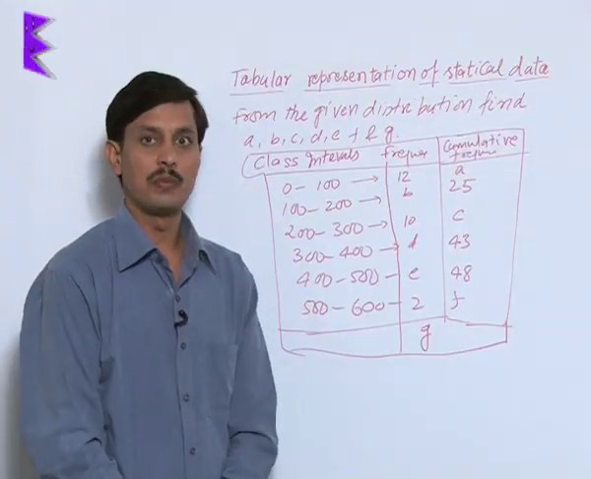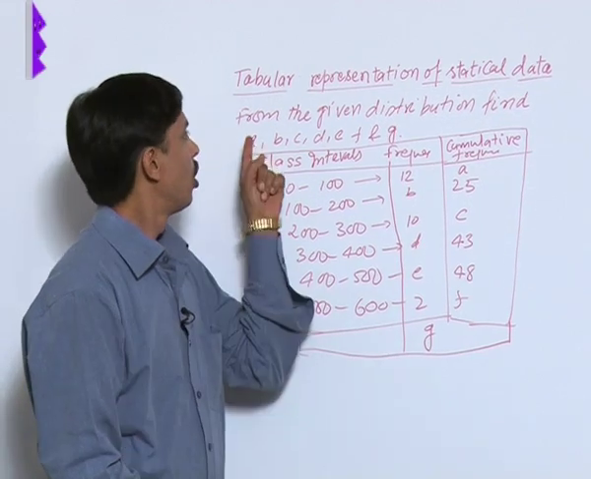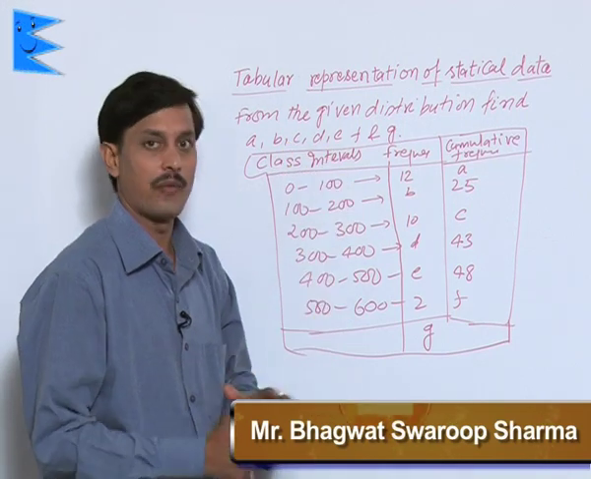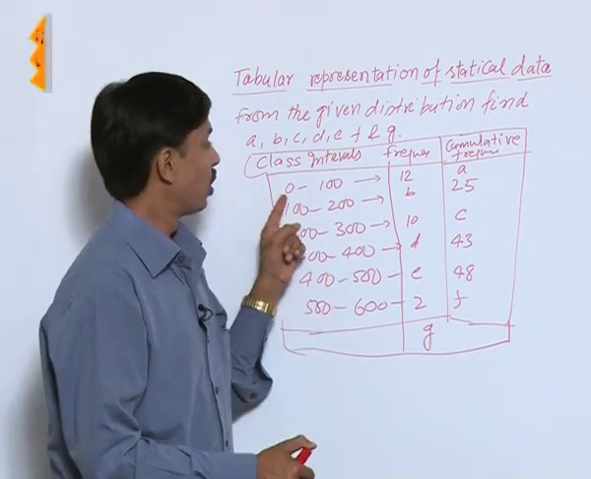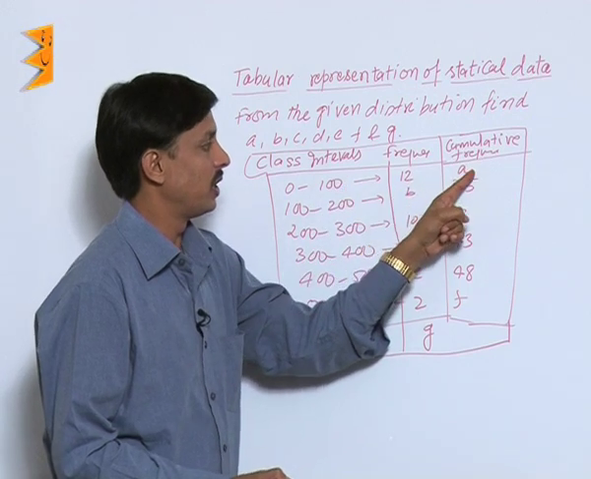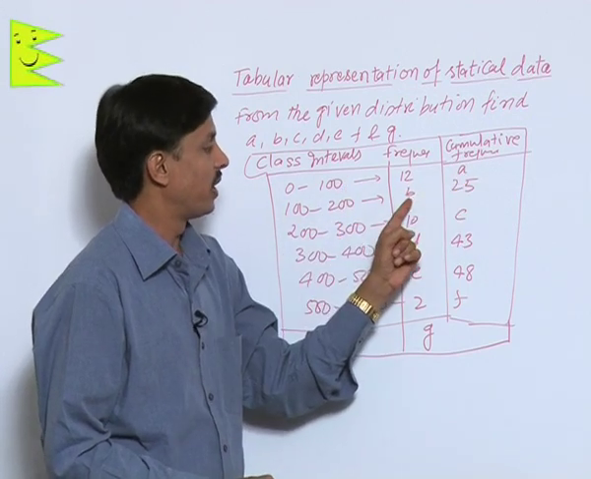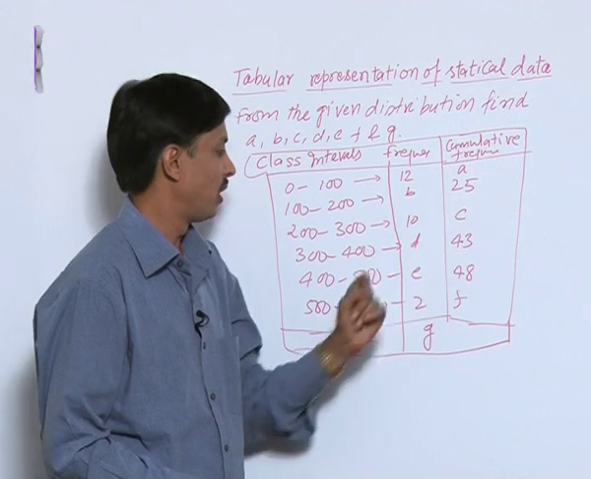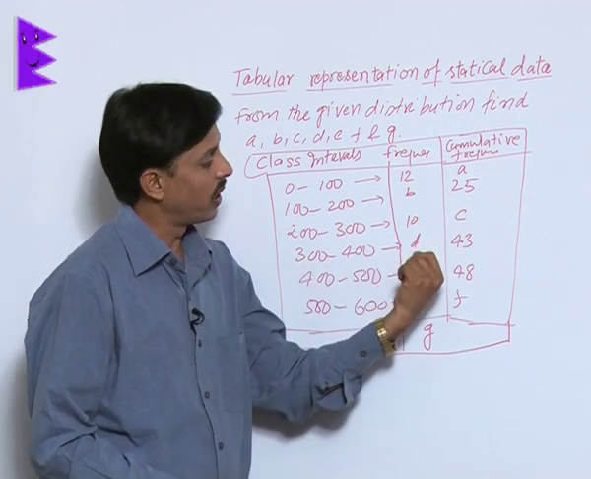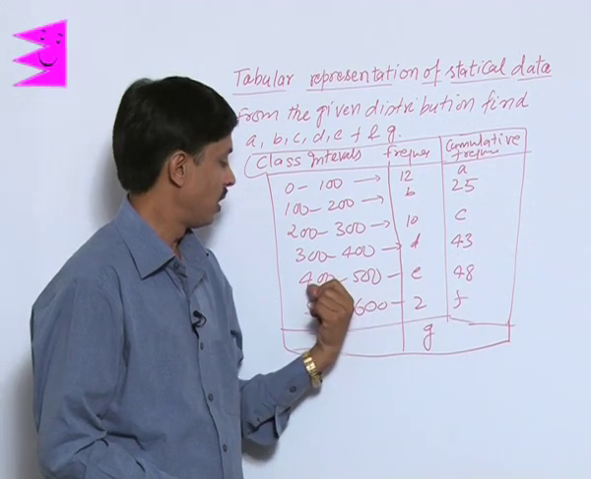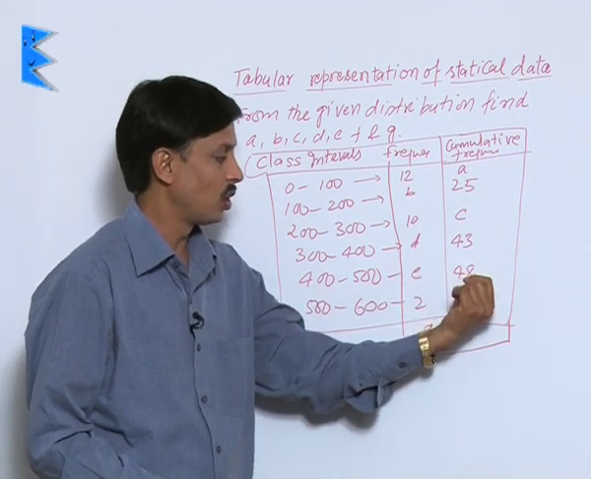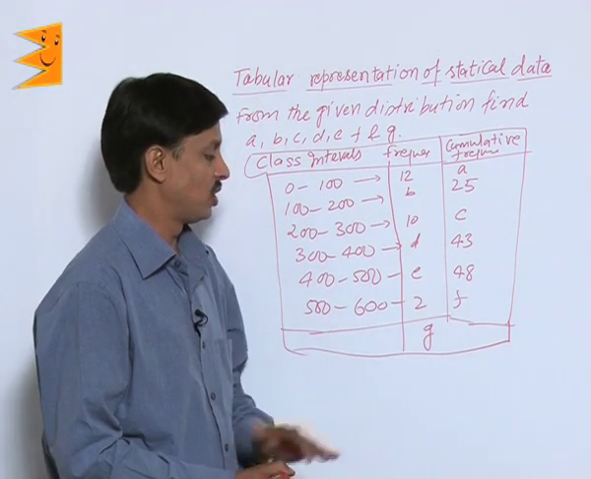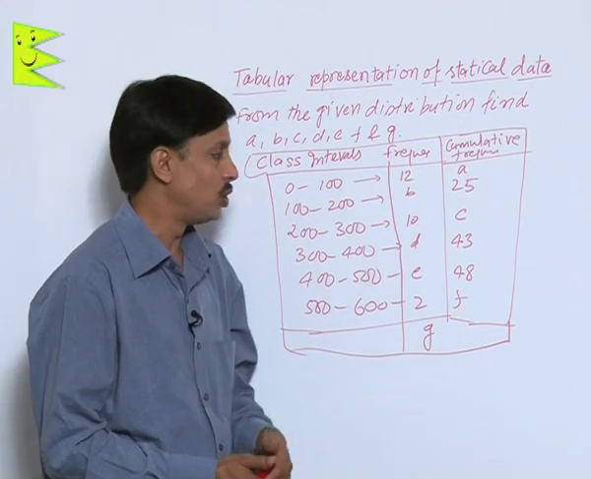Now one more application of the cumulative frequency distribution. From the given distribution, find the unknown values A, B, C, D, E, F and G. Interval 0 to 100, frequency is 12, cumulative is A. For the second, 100 to 200, frequency is B, cumulative is 25. 200 to 300, frequency 10, cumulative frequency C, unknown. 300 to 400, frequency D, unknown, cumulative 43. 400 to 500, frequency unknown, cumulative 48. 500 to 600, frequency 2 and cumulative frequency unknown, and the sum of frequencies is given by G.